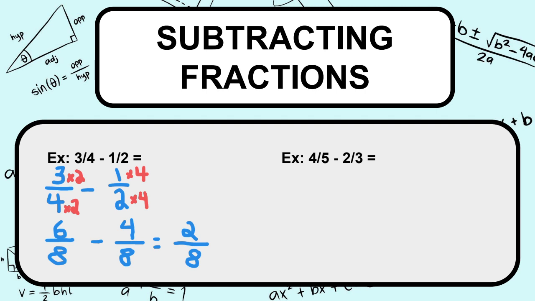This is the third and final step. You have to ask yourself, can the fraction be simplified? In this case, yes, it can. 2 and 8 are both divisible by 2. So 2, of course, divided by 2 is 1, and 8 divided by 2 is 4. So our answer there is 1/4. Awesome. Let's move on to our second example.